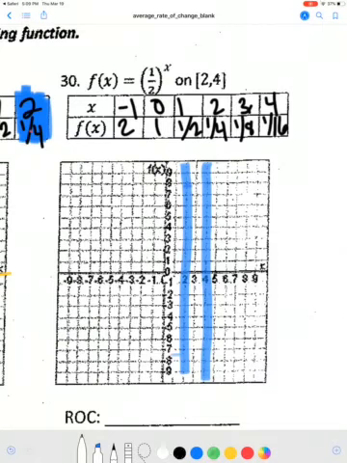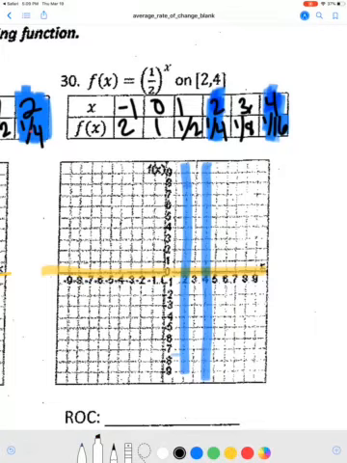And the question is, on the interval from 2 as my x to 4 as my x, from this interval of time, what's going on? What's the rate of change? So we can go ahead and graph. Remember, my horizontal asymptote is going to be y = 0. And I'm just going to go ahead and start graphing.